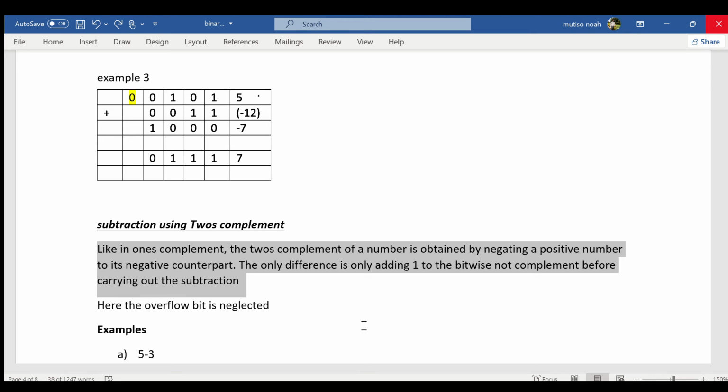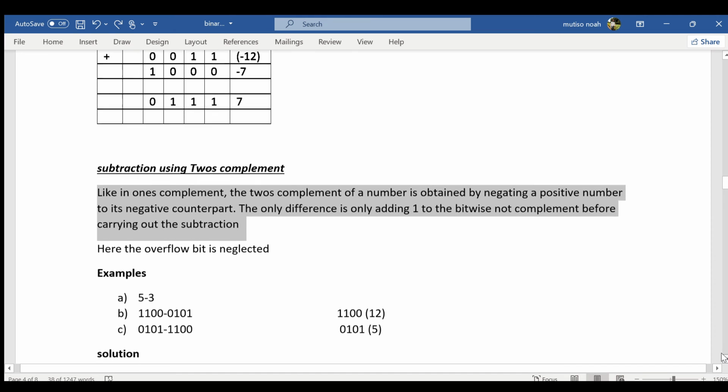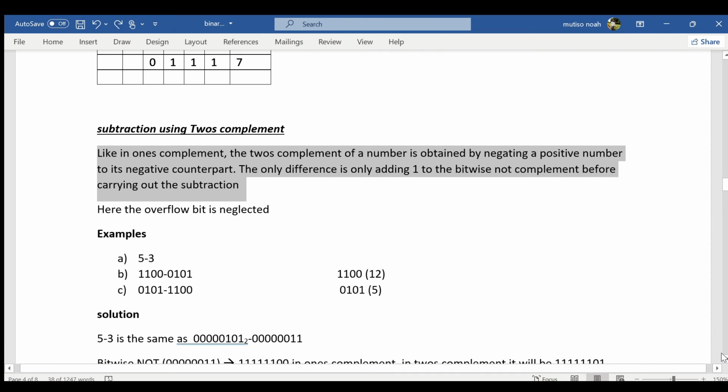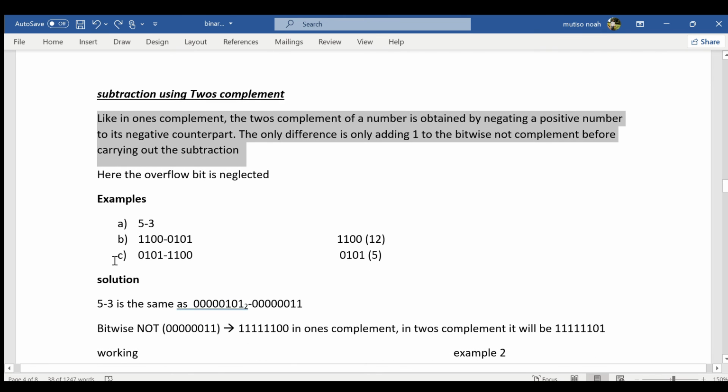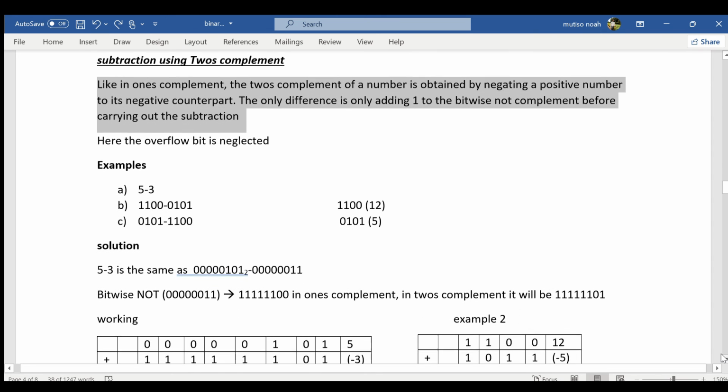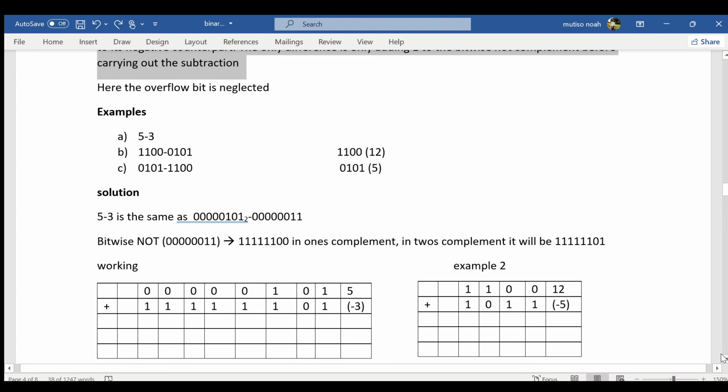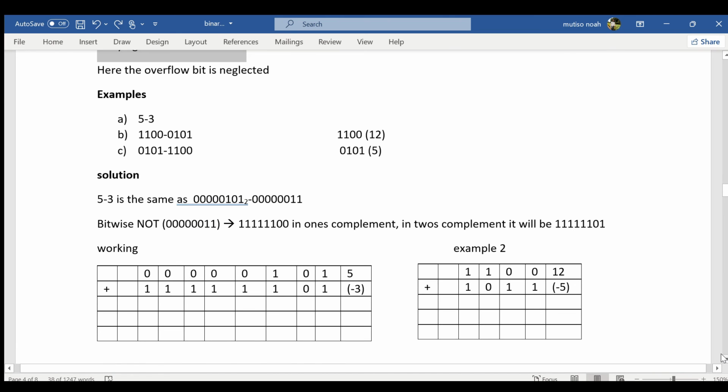In the previous subtopic, you saw that we were adding the overflow to the result, but here we don't do that. I also told you that is one of the disadvantages of using the 1's complement, but it is solved here in the 2's complement. That issue is being handled here. So let us tackle these examples. The first example is the one which we did in the 1's complement. We want to try it using the 2's complement, the part B and the part C.